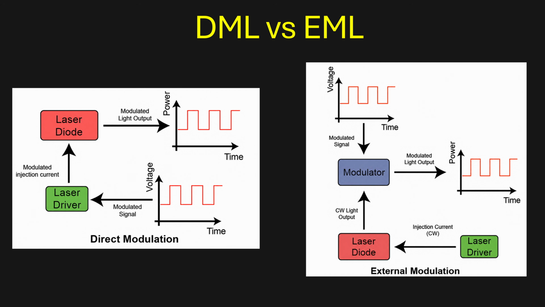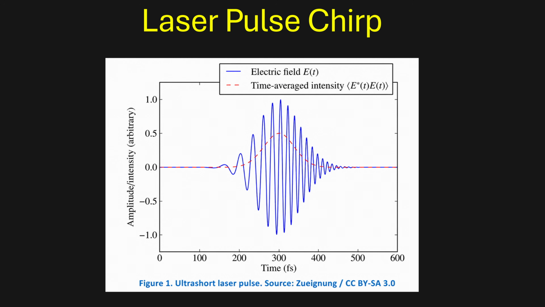External modulation has better performance and is used for higher data rates and longer ranges. The disadvantage of direct modulation is that laser pulses have a slow ramp-up of intensity that limits bandwidth, and the pulses produce an unintended frequency distortion known as chirp.